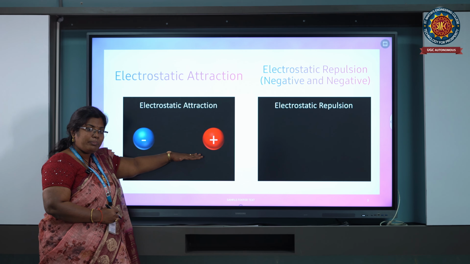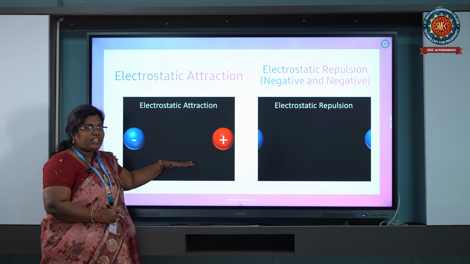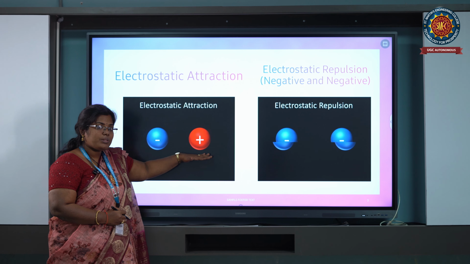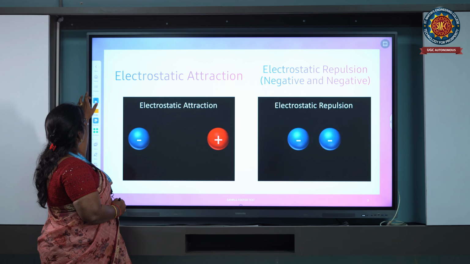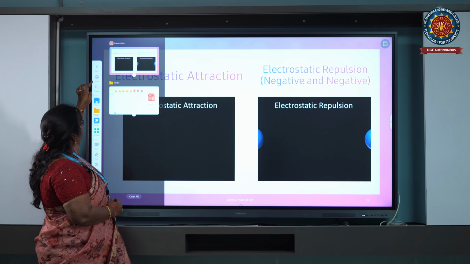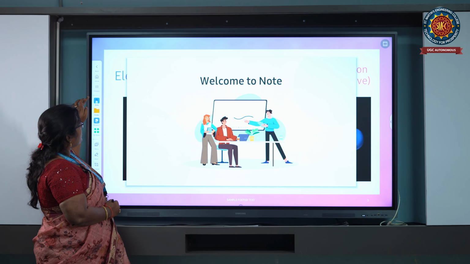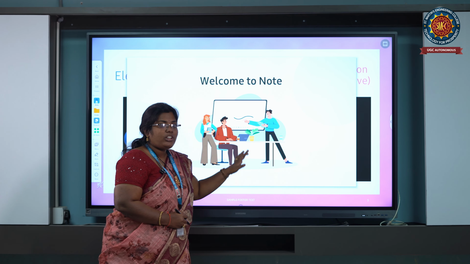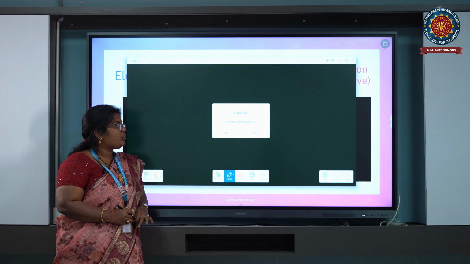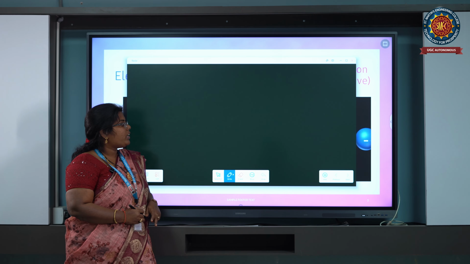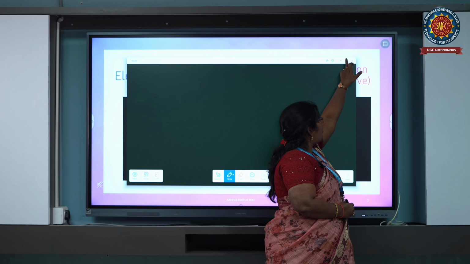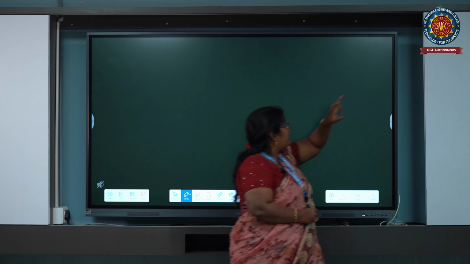We have to find the distance between the charge particles. When we find the distance between the charge particles, it is denoted by d. It is the force of attraction between two charge particles. For example, we are giving q1 and q2. Those 2 point charges can attract or those 2 point charges can repel.